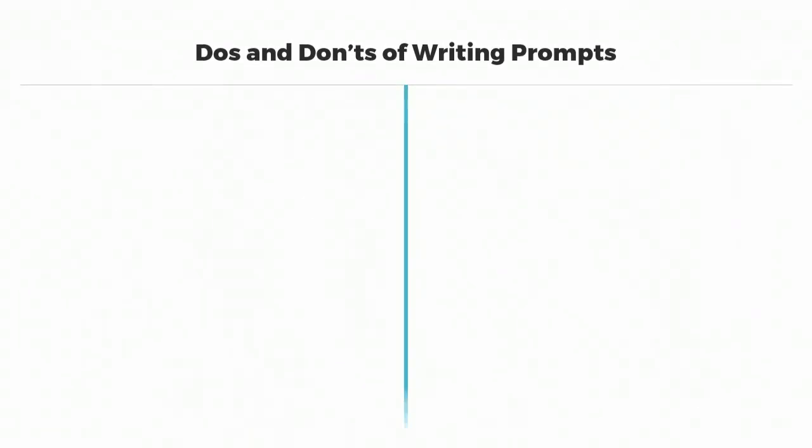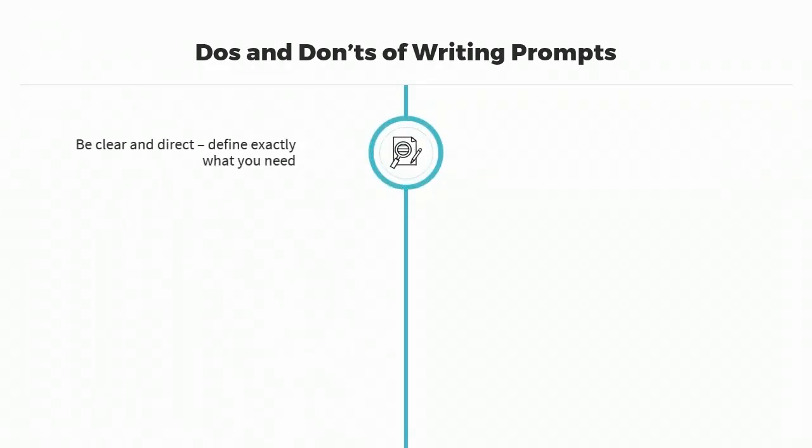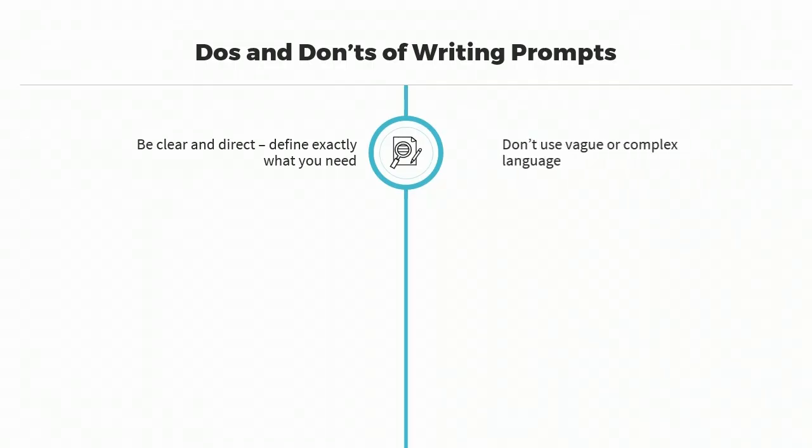To make the most of your interactions with Gemini, it's important to craft your prompts effectively. Let's go over some key do's and don'ts for writing prompts. First, be clear and direct. Define exactly what you need in simple terms. Clear instructions help the AI focus on delivering accurate results. On the flip side, don't use vague or complex language. Ambiguity or overly intricate phrasing can confuse the model and lead to unexpected or irrelevant outputs.